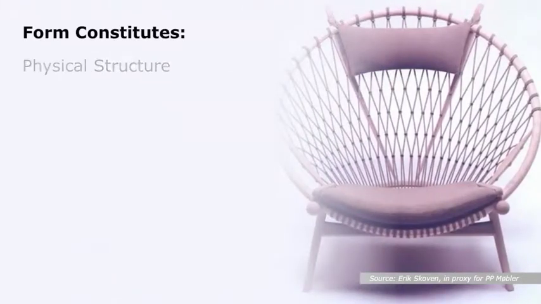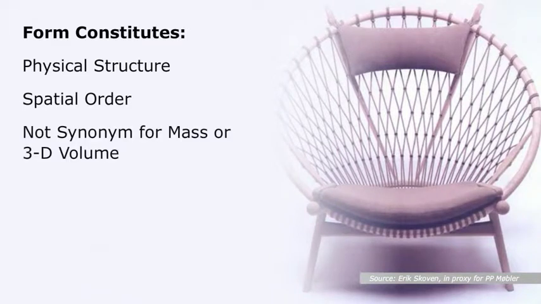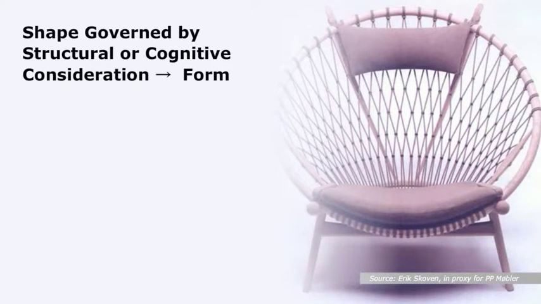Form constitutes the physical structure and spatial order of an entity. However, form is not a synonym for mass or three-dimensional volume. Music and poetry have structure as well as form. A drawing or sketch of a chair can express form just as a model of a chair might. When shape is governed by structural or cognitive considerations, it becomes form.